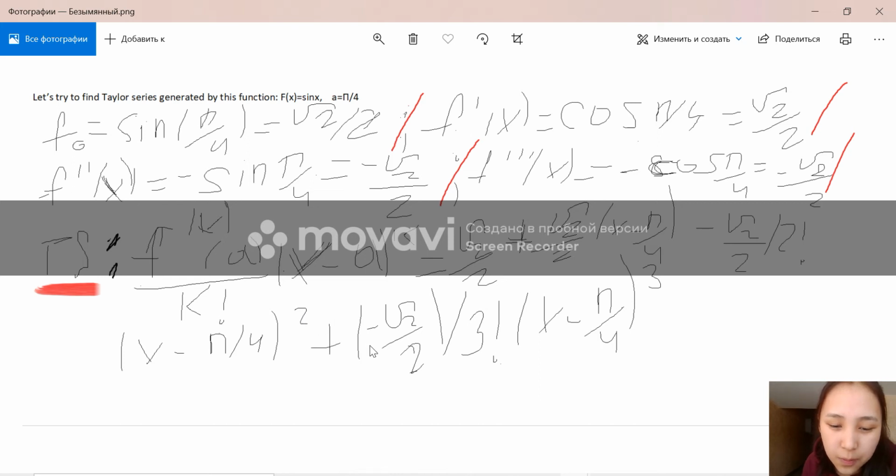squared, plus, because the third derivative is equal to minus the square root of 2 over 2, divided by 3 factorial, multiplied by x minus pi over 4 cubed. And that's all for the Taylor series.